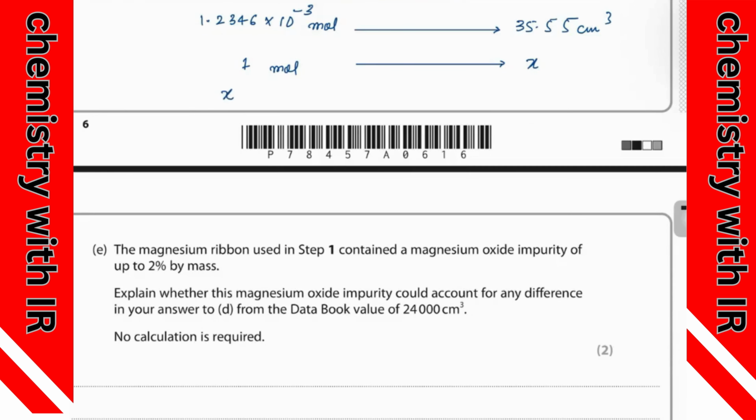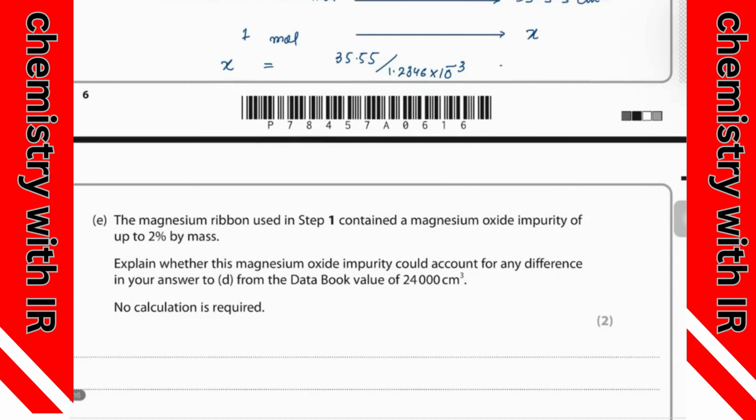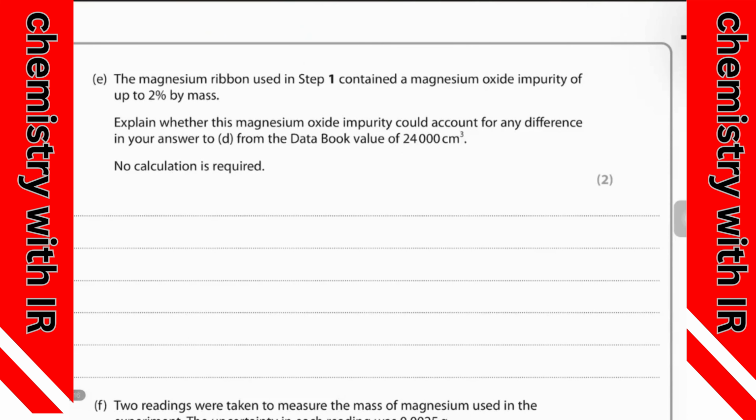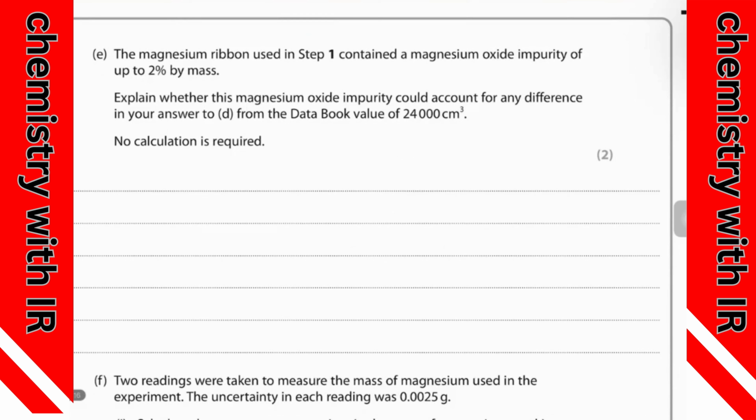So X is equal to 35.55 divided by 1.2346 exponent minus 3. Okay, that would be equal to 2.8796 multiplied by 10 to the power 4 centimeter cube. Okay, got it? Then you are supposed to try the E part. It's of only 2 marks.